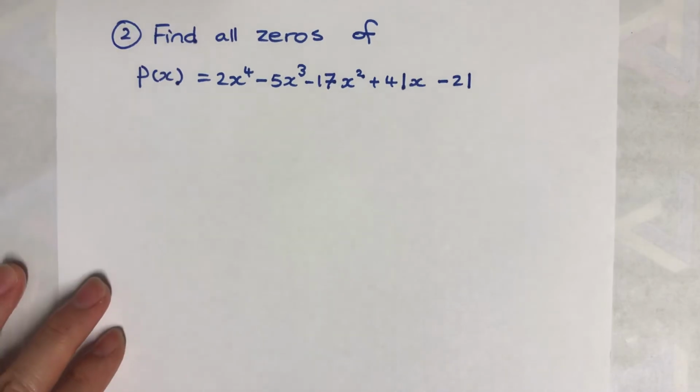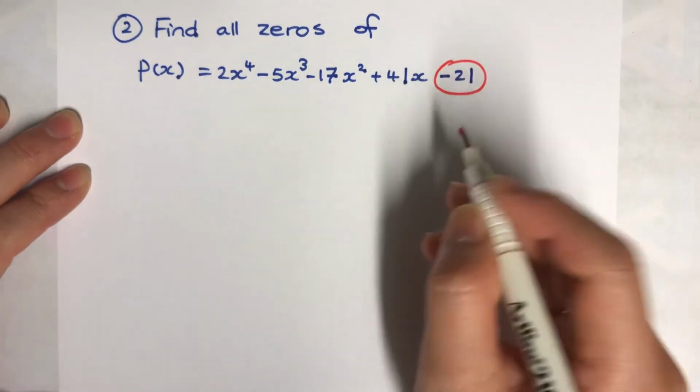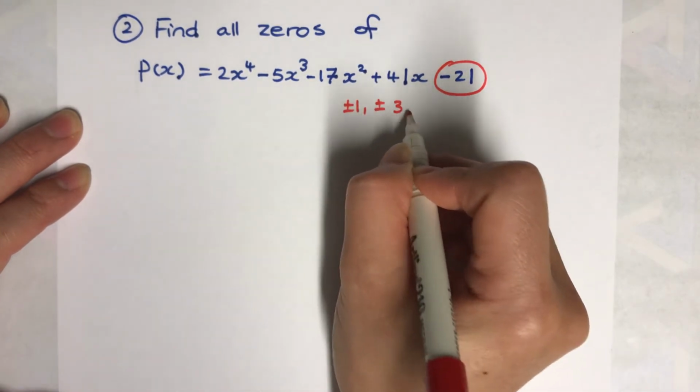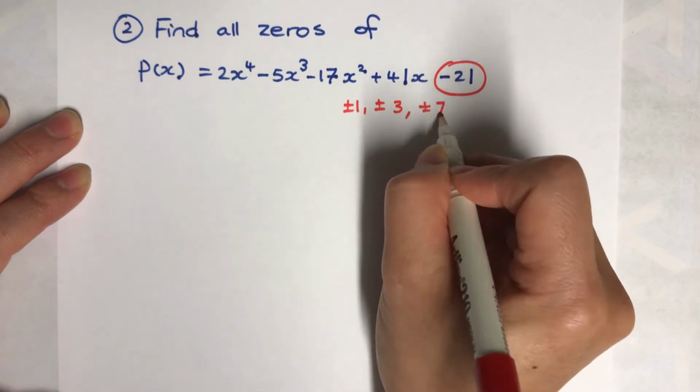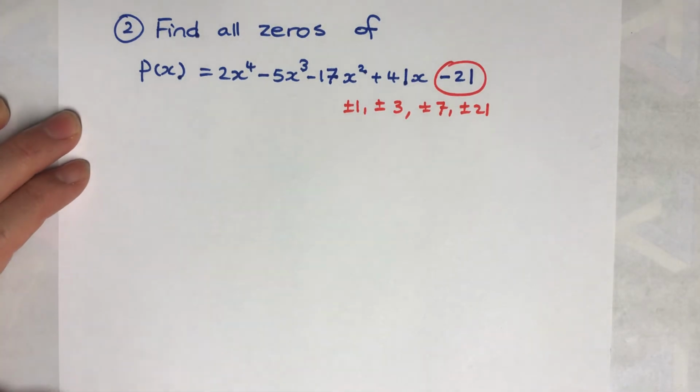So number 2. Oh, I already got number 2 here. Now, number 2, this time we're going to find all zeros, same as roots, solution, same thing, of P of x equals 2x to the power of 4 minus 5x cubed minus 17x squared plus 41x minus 21. So, same thing happens. I'm just going to have to find my factors. So I'm looking at my constant here. I'll go plus minus 1, plus minus 3, not 2, 2 doesn't go in there, plus minus 7, plus minus 21.